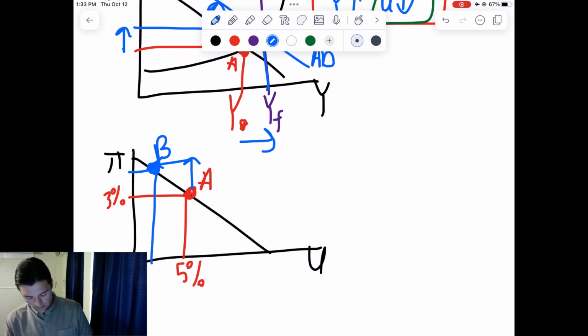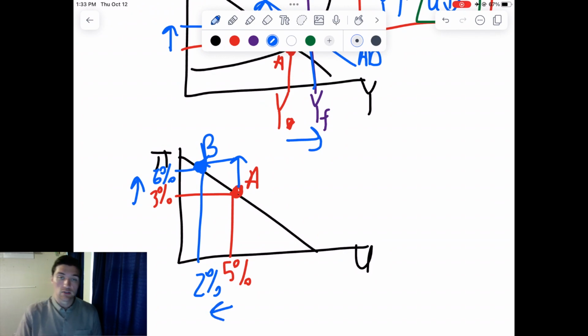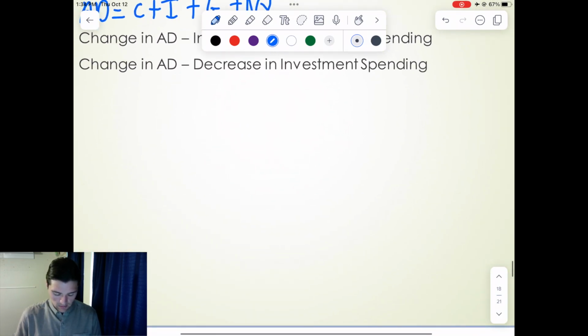And so if you were to look this up, you might see 2% unemployment and 6% inflation. So sure enough, inflation goes up and unemployment goes down. So as you can see here, when there was a shift up in the aggregate demand, this caused a movement on the Phillips curve. Let's look at a change in the investment spending.